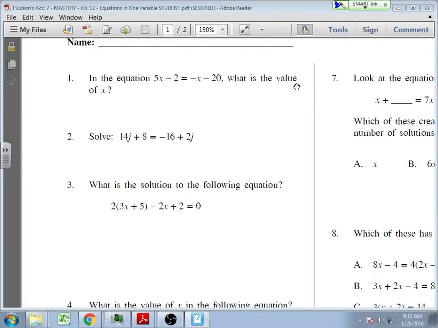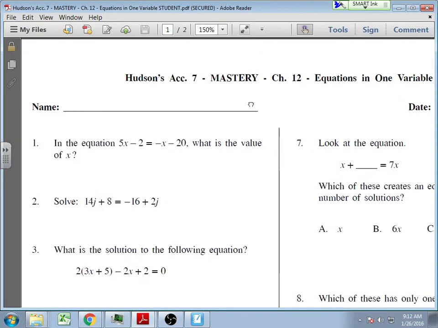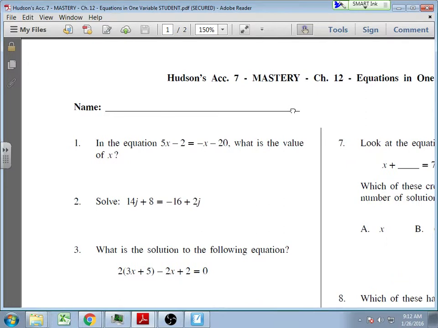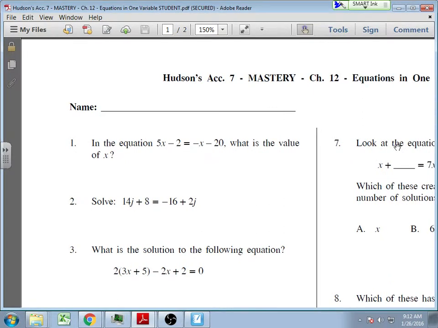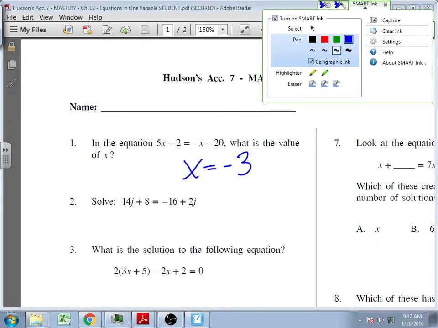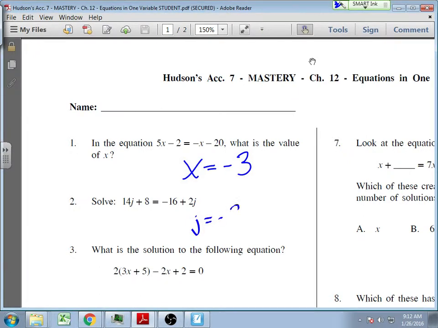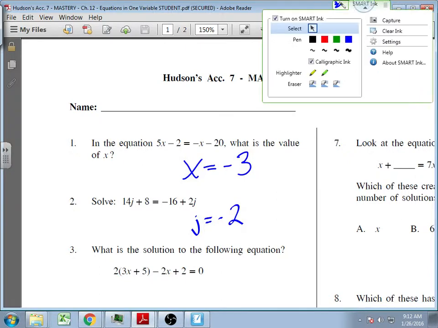So going over the chapter 12 mastery, just making sure that's in the video. Anyone want to see number one? The answer for it is supposed to be -3. Number 2, answer for that, -2. Number 3, anybody want to see it?